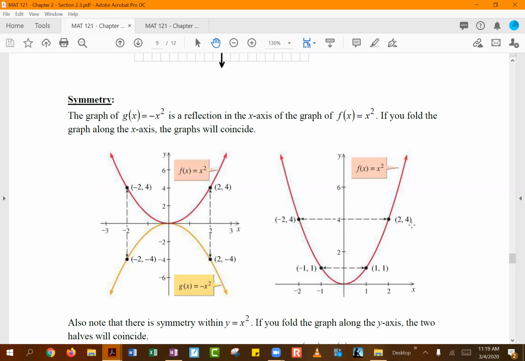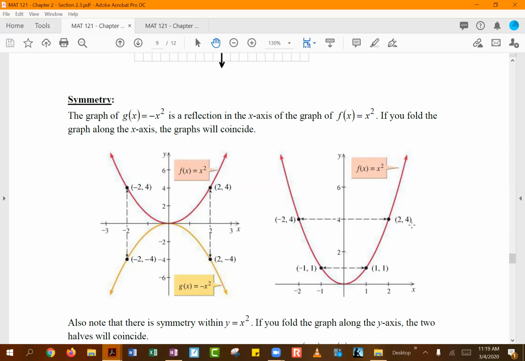Okay, so trying to finish 2.3 and 2.4 today. 2.4, as you can see, is a pretty small handout. Okay, so transformations, we're done with that. Now we're getting into symmetry. So the two types of symmetry we will be talking about is with respect to the y-axis. So the idea is if you were to fold your graph along the y-axis, your two halves should coincide evenly with each other, right?